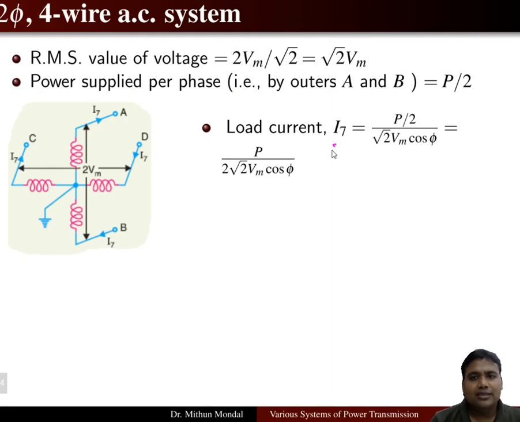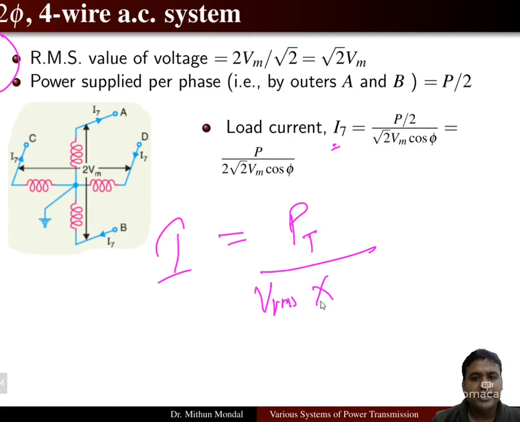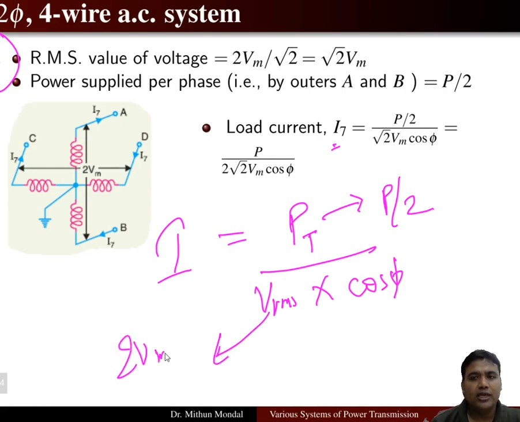Now, you determine the current. We are now in the 7th case. The current is basically the total power divided by the RMS voltage into the power factor cos phi. The power is P by 2, because P is the total power and we have 2 phases. The RMS voltage we have determined is root 2 into Vm. Cos phi remains constant for each of the cases, depending upon the load; we have assumed the same load condition. So the load current you are getting is P by 2 root 2 Vm cos phi.